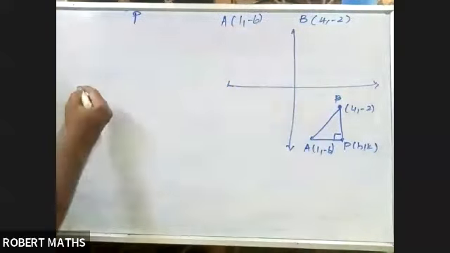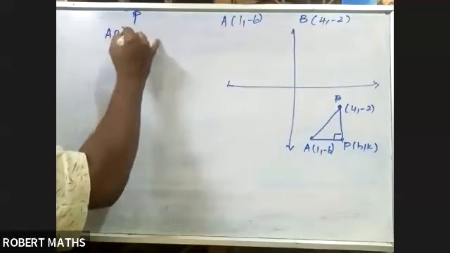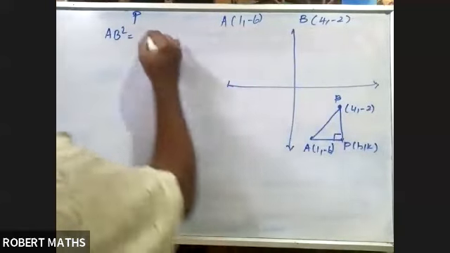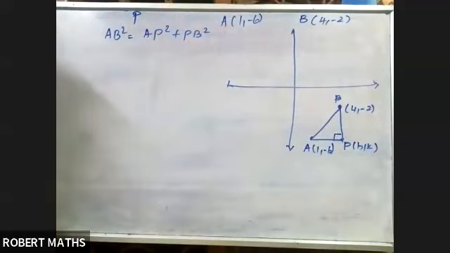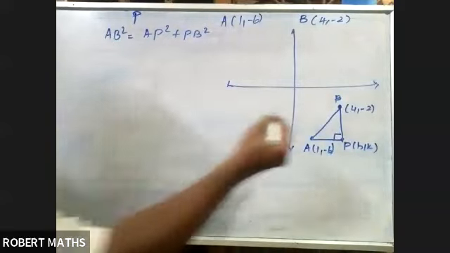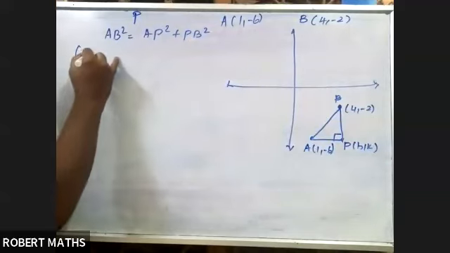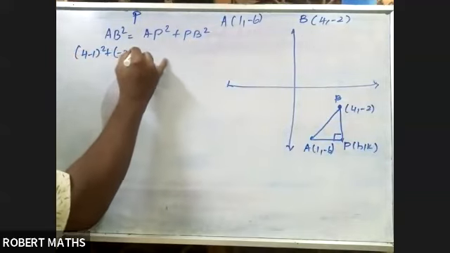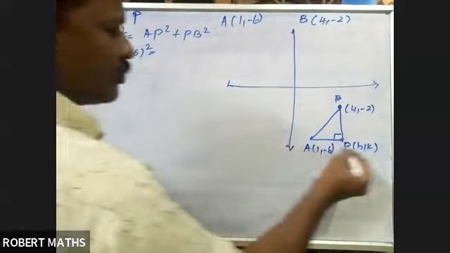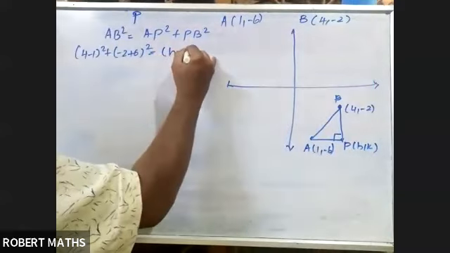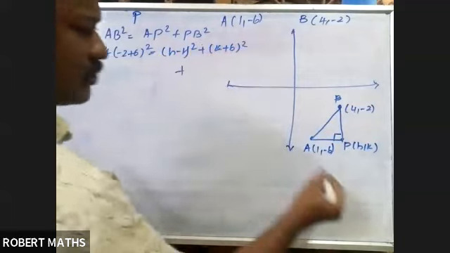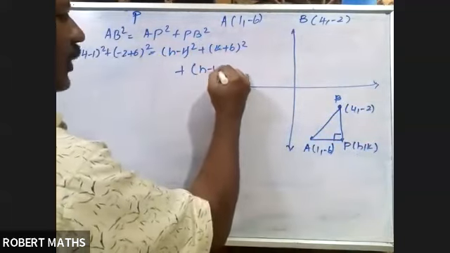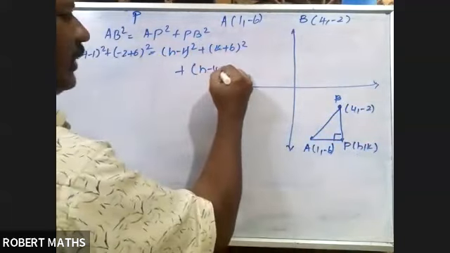Your AB is the hypotenuse. I can write this as AB square is equal to the sum of the other sides, AP square plus BP square. Everyone knows the distance formula. I can write AB square as (4 minus 1) the whole square plus (minus 2 plus 6) the whole square. AP square is (h minus 1) the whole square plus (k plus 6) the whole square. PB square is (h minus 4) the whole square plus (k plus 2) the whole square.